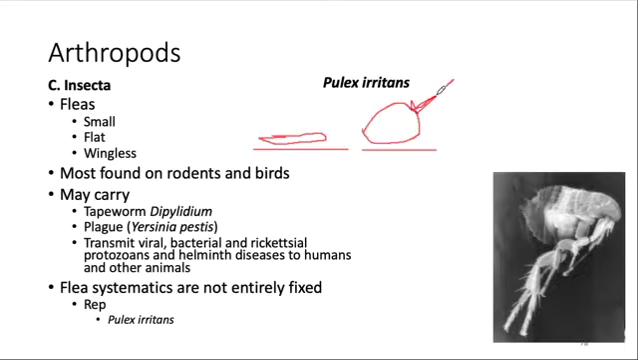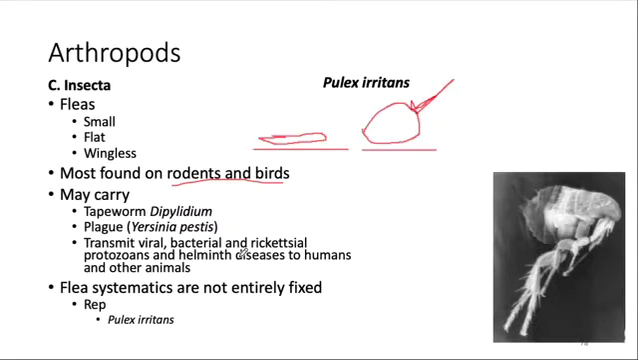They are wingless. Most of them would be parasites of rodents and birds, where they may feed on their blood every now and then, or they may have to feed on their blood continuously in the context of body lice. And then they may carry some pathogenic organisms, and that's why they are important to us, like tapeworm, Yersinia pestis, which is the causative agent for plague, and some other bacterial, protozoan, and helminthic diseases.